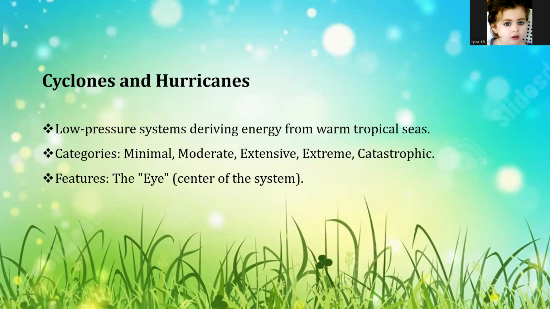Essentially, there are different names for the same weather phenomenon, a powerful rotating storm system fueled by warm ocean waters. The first point is energy source and low pressure system. This point notes that these storms derive their energy from warm tropical seas. The main process is when the seawater is warm, typically about 26.5 degrees Celsius, it evaporates quickly, sending warm, moist air into the atmosphere.